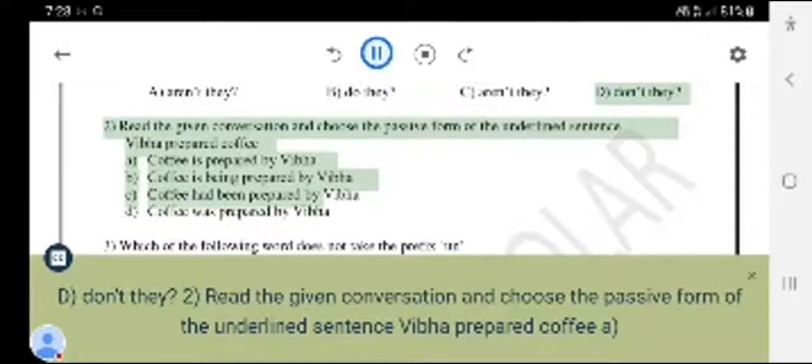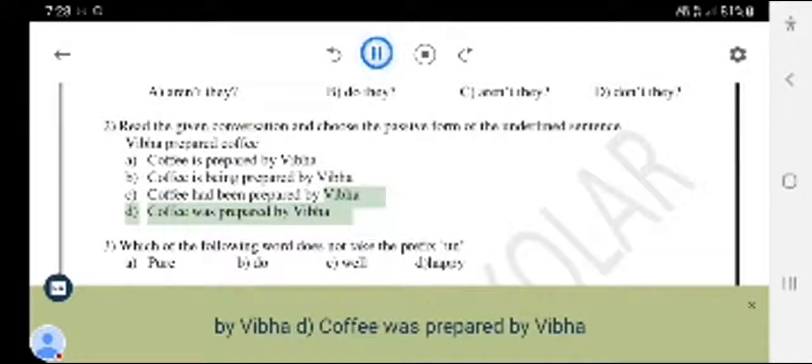Viva prepared coffee. A. Coffee is prepared by Viva. B. Coffee is being prepared by Viva. C. Coffee had been prepared by Viva. D. Coffee was prepared by Viva.